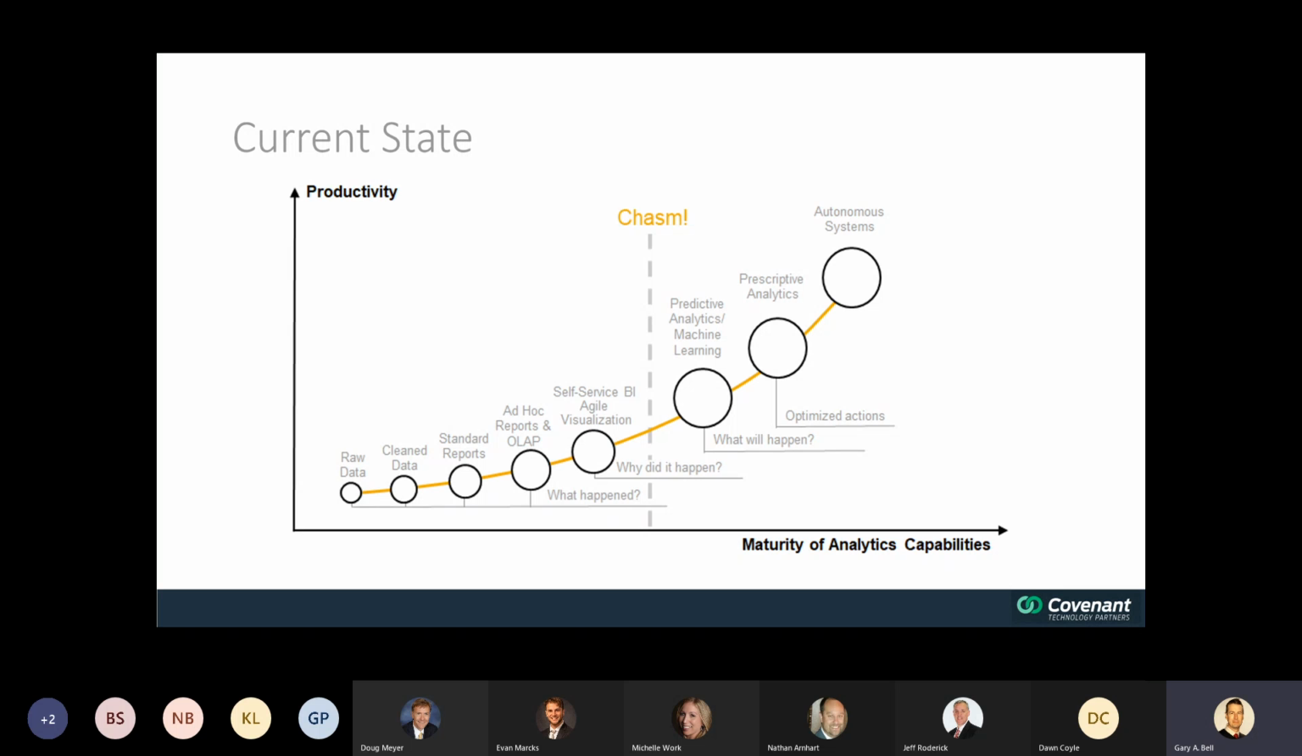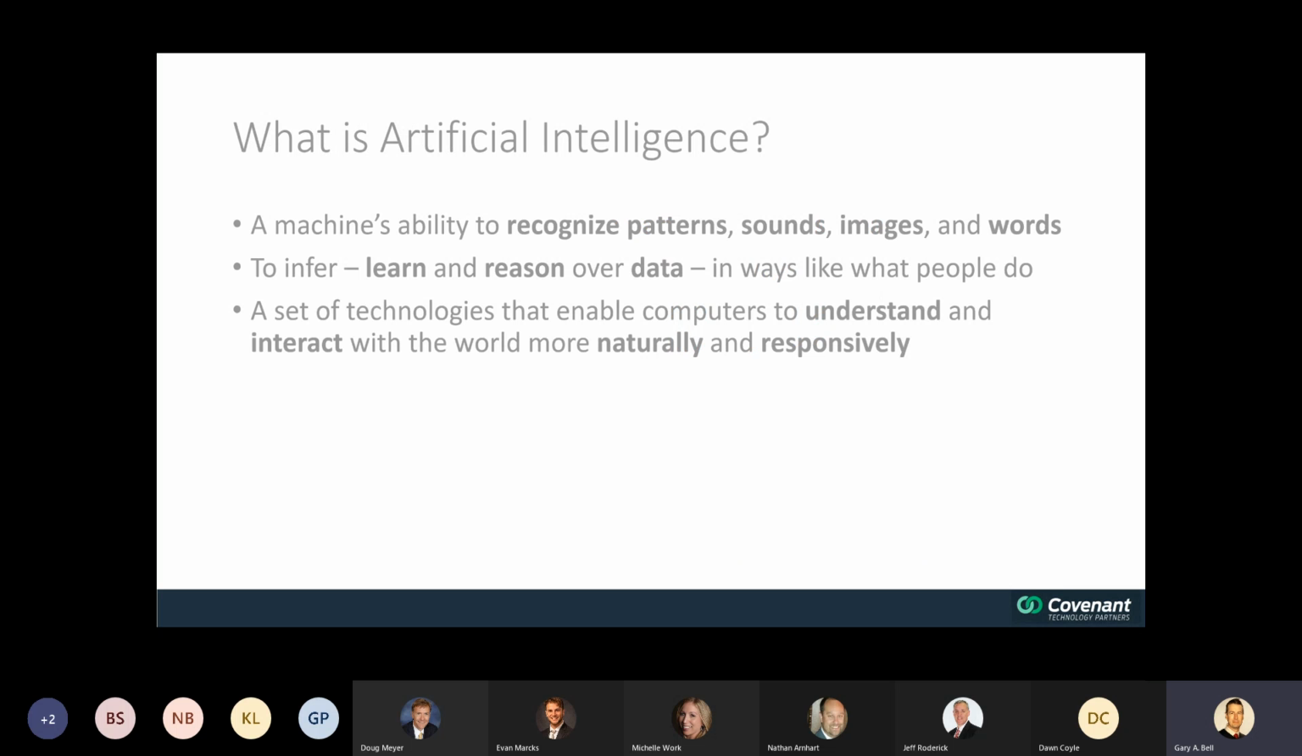Let's set the table in terms of what artificial intelligence and machine learning are. This is probably not new to anyone on the call today. Hopefully you're at least somewhat familiar. In fact, it's hard not to be exposed to AI in the news over the last few years. But to boil it down real quickly, it's just a machine's ability to recognize patterns. That's the one we're going to focus mostly on today.